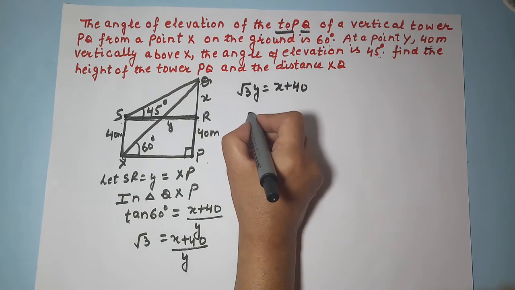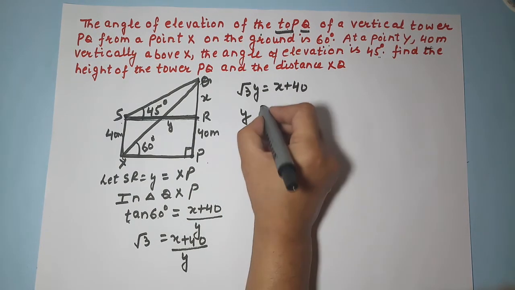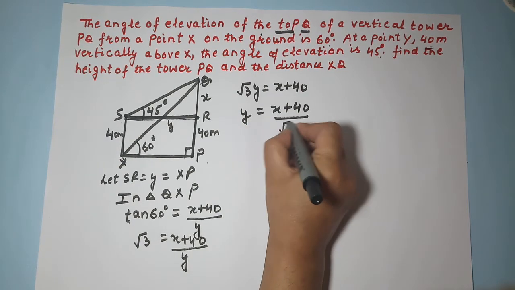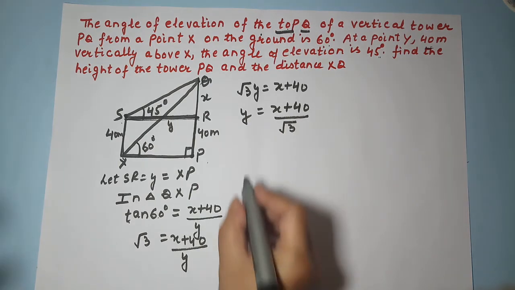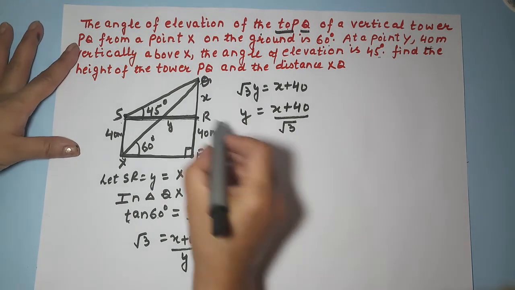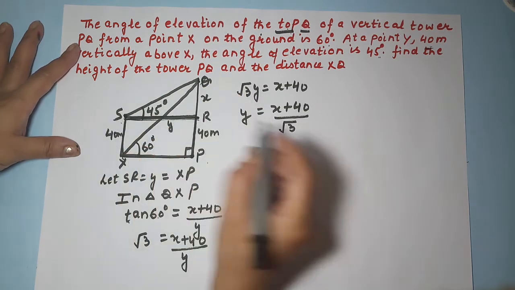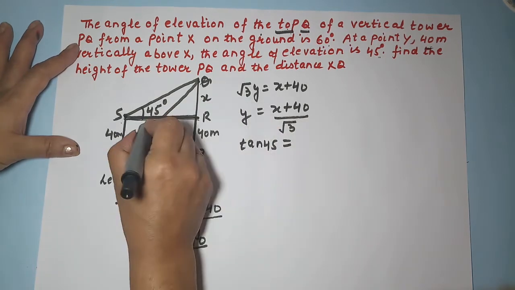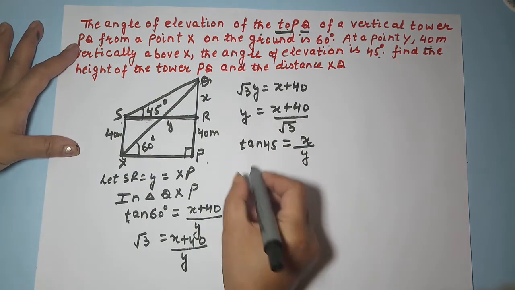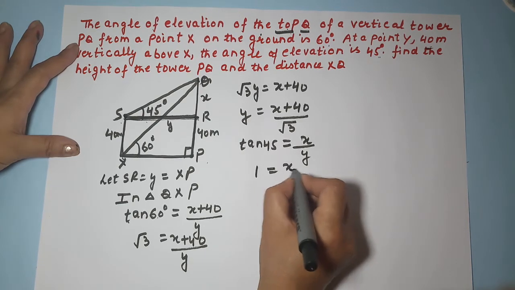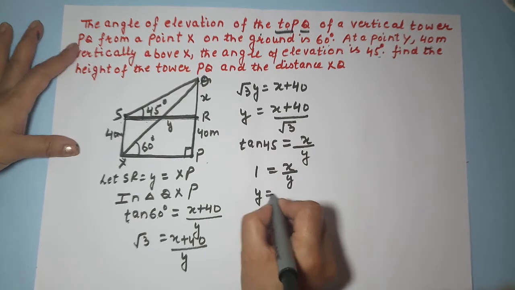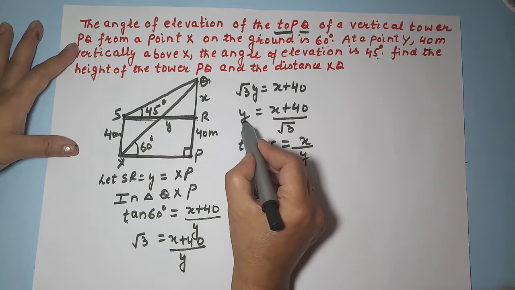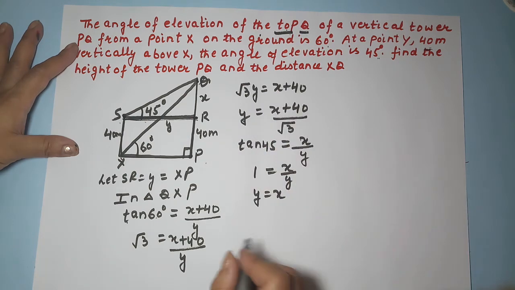So my Y will become X plus 40 upon root 3. Right? Okay. Now let me take another equation. Tan 45 is equal to opposite upon adjacent, that is X upon Y. Tan 45 is 1, equal to X upon Y. This gives me Y equal to X. Fine.